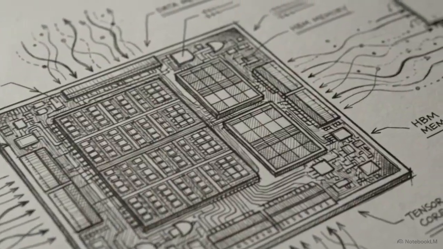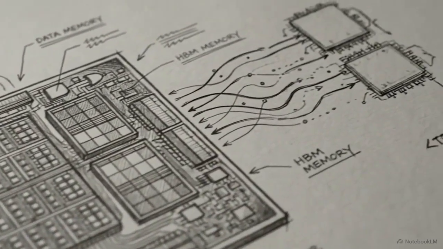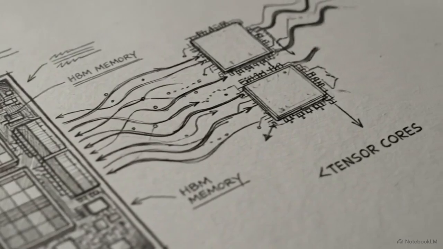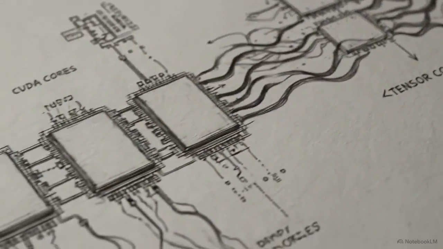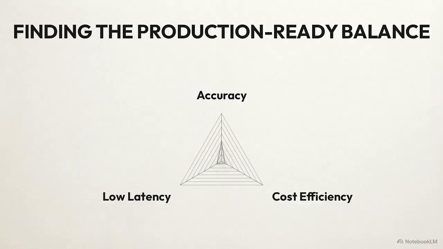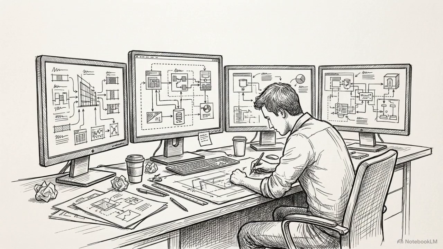TensorRT-LLM utilizes deep kernel fusion to yield an extra 20 to 40% throughput on specific hardware, translating directly to significant cost savings at scale. Architecting a production-ready system requires a precise balance between accuracy, latency, and cost. Mastering these inference-time compute laws provides the technical foundation to lead the next generation of architectural breakthroughs.